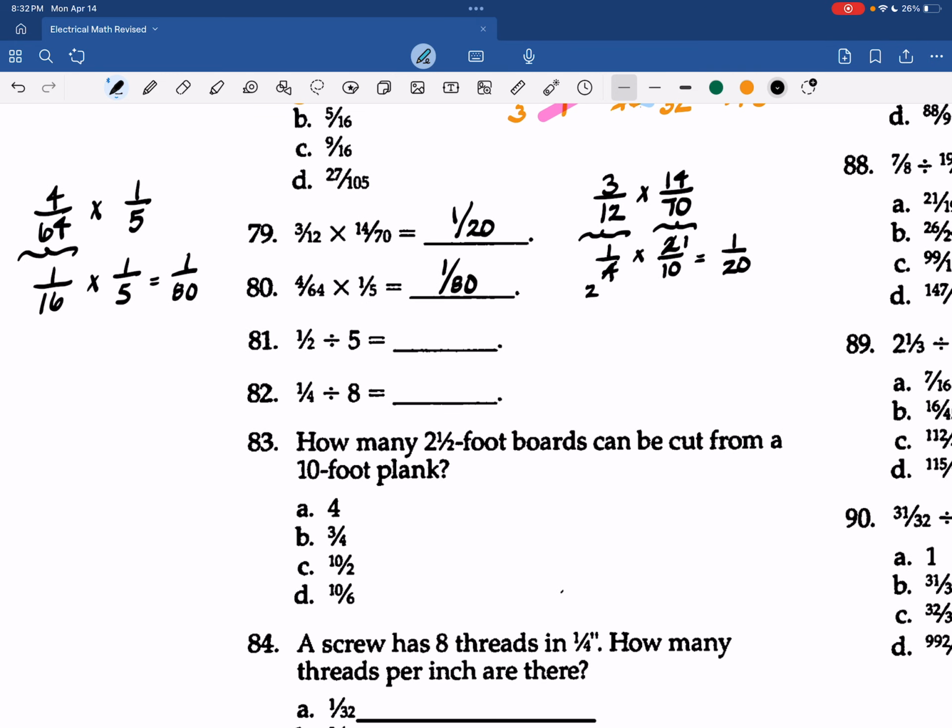1/2 divided by 5. So 1/2 divided by 5/1. You have to flip the fraction that follows and then multiply. 1/4 divided by 8/1. You have to flip the fraction that follows and multiply.